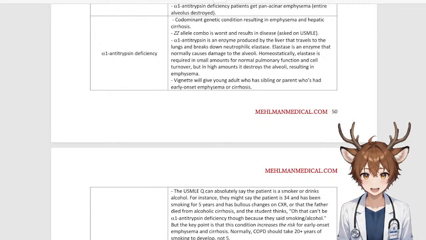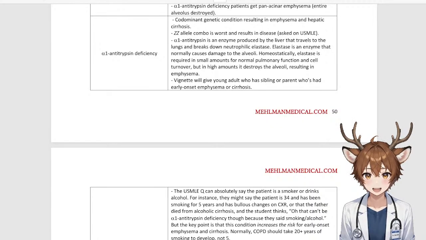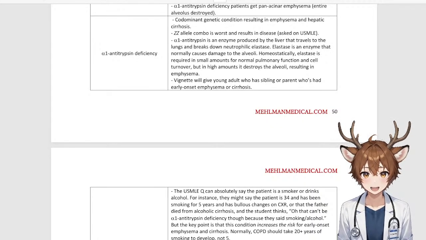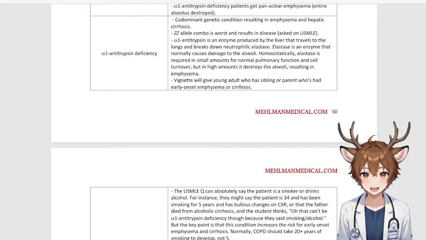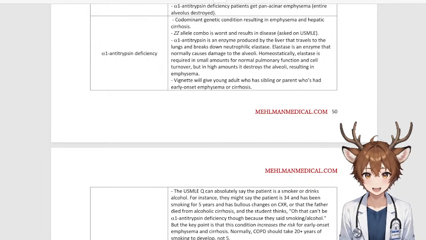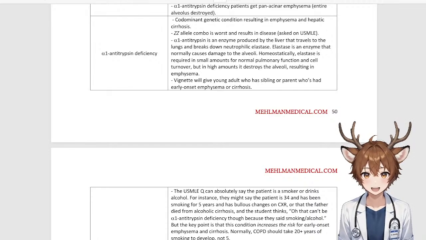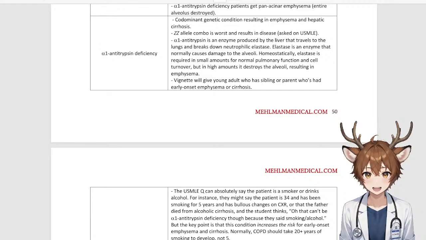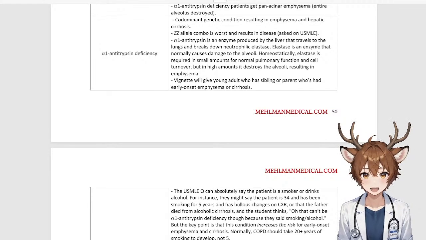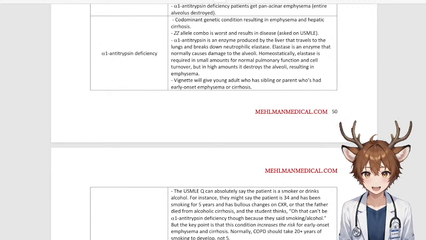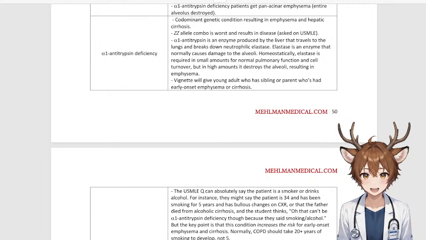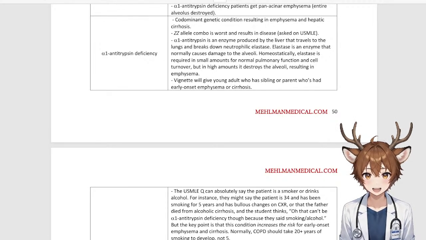The USMLE question can absolutely say the patient is a smoker or drinks alcohol. For instance, they might say that the patient is 34 and has been smoking for 5 years and has bullous changes on chest x-ray, or that the father died from alcoholic cirrhosis, and the student says, oh, that can't be alpha-1 antitrypsin deficiency, because they said smoking and alcohol. But the key point is that their condition has increased the risk for early onset emphysema and cirrhosis. Normally, COPD should take 20 plus years of smoking to develop, not 5.